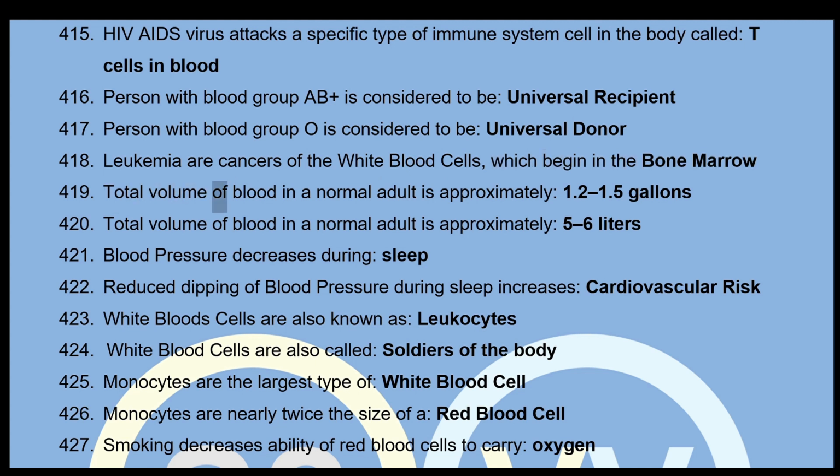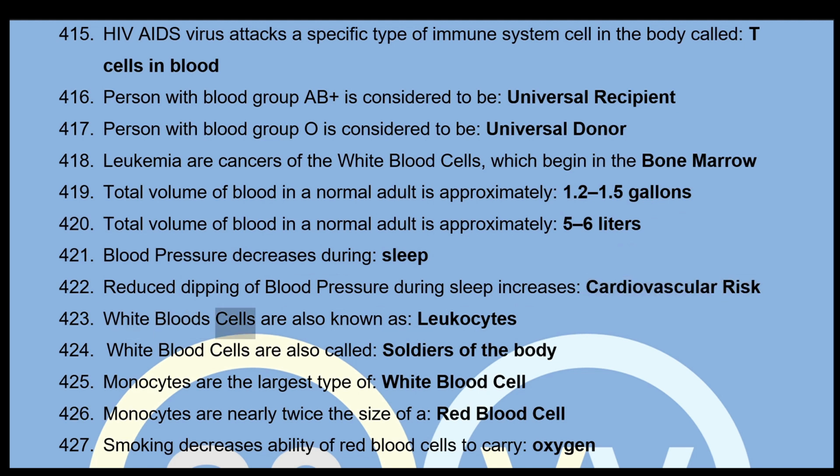Total volume of blood in a normal adult is approximately 1.2 to 1.5 gallons. Total volume of blood in a normal adult is approximately 5 to 6 liters. Blood pressure decreases during sleep. Reduced dipping of blood pressure during sleep increases cardiovascular risk.